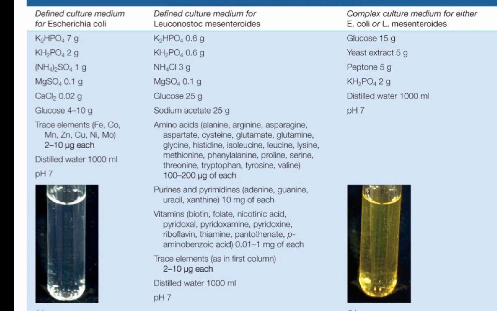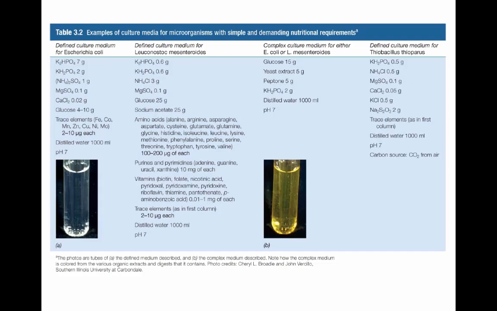And that is the defined culture media for Leuconostoc because it cannot make amino acids, purines and pyrimidines, and synthesize its own vitamins. Whereas E. coli has all the genes required to make every polymer and macromolecule in its repertoire, Leuconostoc does not have the genes to make those monomers to then later be able to make the polymers. So those are two examples of a defined media and a complex media.